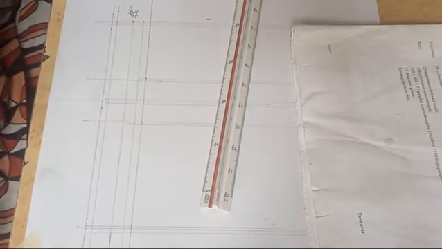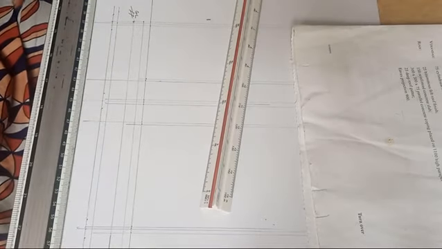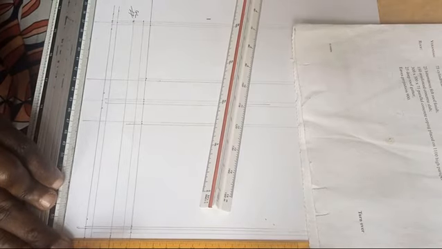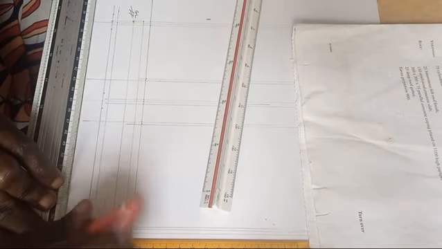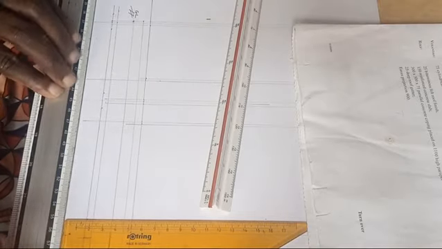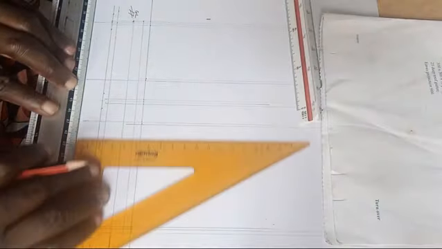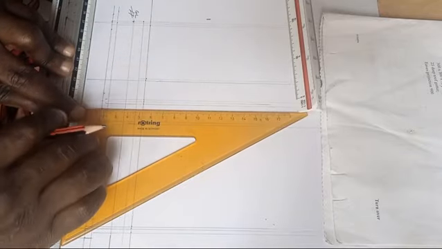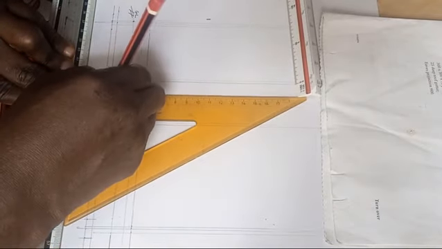So we can now draw the height of our foundation now. Take this one up here, take it vertically upward.